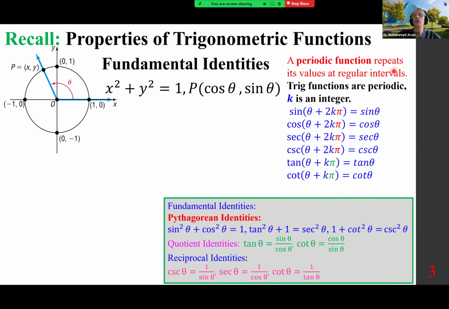A periodic function repeats its values at regular intervals. Trig functions are periodic, k is an integer, and all of them have 2 pi as a period, except tangent, which is pi. Therefore, for example, sine of theta plus 2k pi is sine of theta. Tan of theta plus k pi equals tan of theta, just as an example.